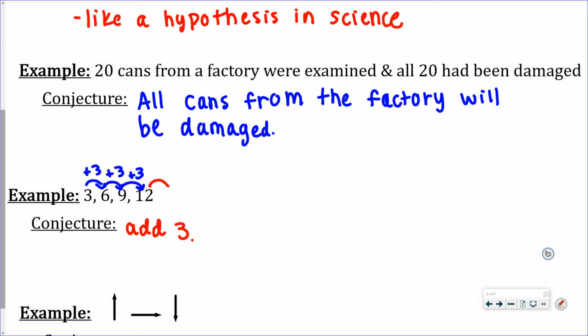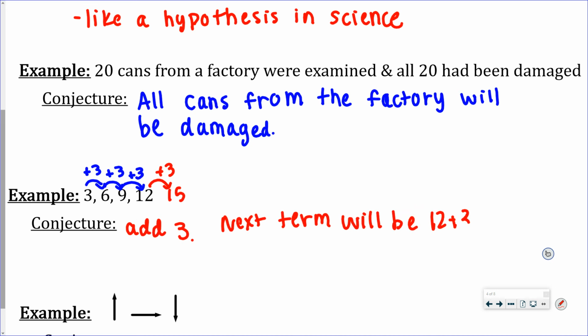Now we could actually go ahead and do this and make an educated guess that the next term will be 12 plus 3, which is 15. But that right there, folks, that's my estimation, my prediction of what's going to happen next when I add 3 to get to the next term.